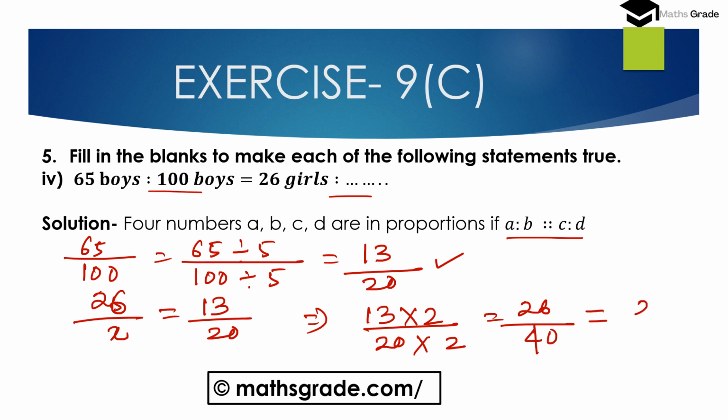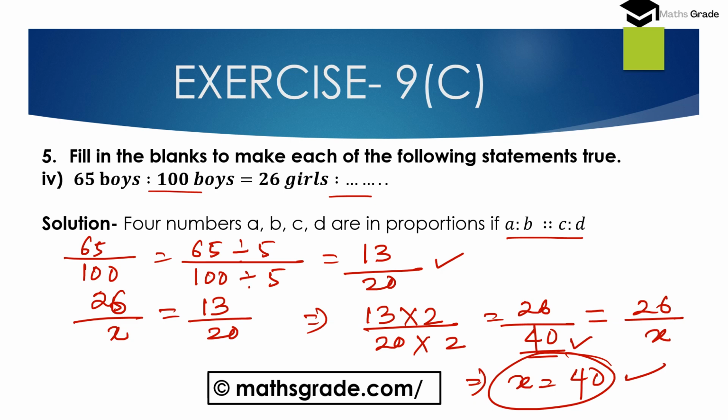which is equal to 26 divided by x. Now x is 40, so x will be 40. Both the antecedents are equal, 26 and 26. So x will be 40 girls. So the missing term is 40 girls.